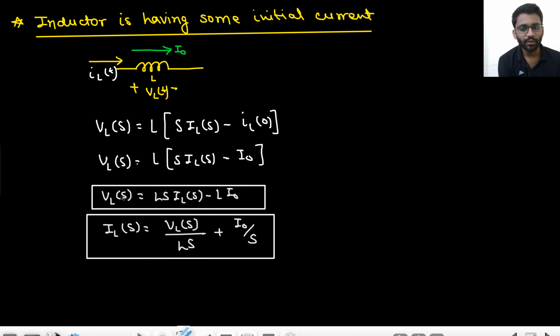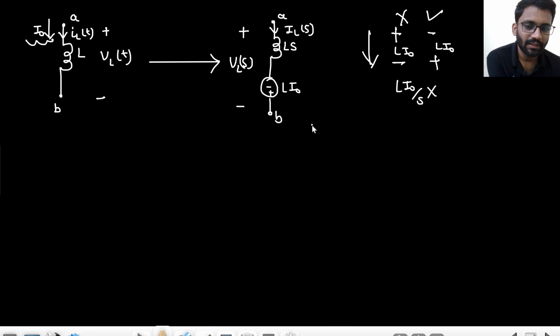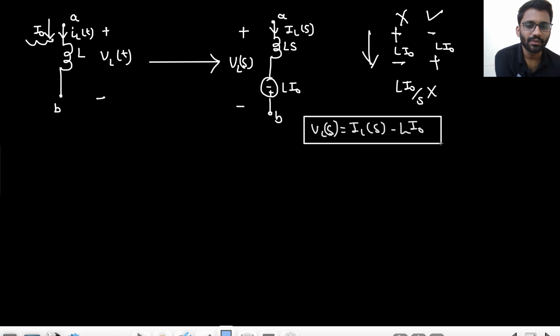So your VL of S is equals to Ls IL of S minus Li naught. And from here as well you can get it. So what is your VL of S? This is your VL of S and this is your IL of S. So this is just an impedance. So VL of S is equals to IL of S into Ls minus Li naught. So this is your VL of S.